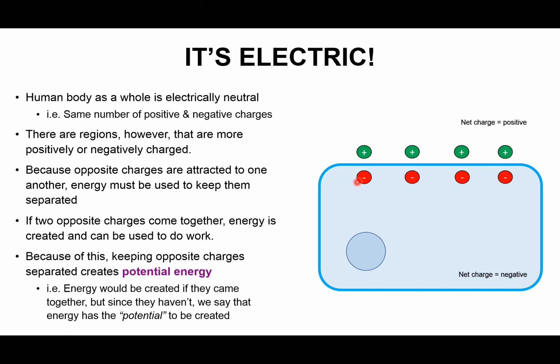So because of the way that this is set up, keeping opposite charges separated creates what we call potential energy. So basically, potential energy is just energy that could be created if these charges came together, but since they haven't come together, that energy is just potential. It could potentially be created, which is why we call it energy created by keeping these charges separate. That's why we call it potential energy. Okay?